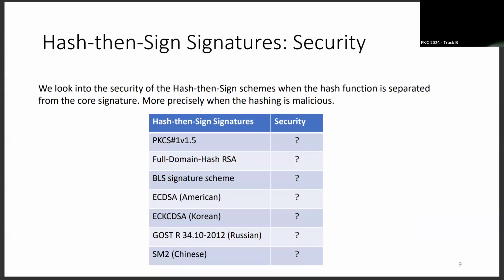Now we see that the community and several libraries do separate hash and sign. But the question is, what about the security of this? What does it mean to separate the hash from the core signing? And is this secure? What if the hashing is malicious? So we looked into the security of those different schemes that we saw earlier, the left-hand side list. And we asked ourselves this question, what about the security?